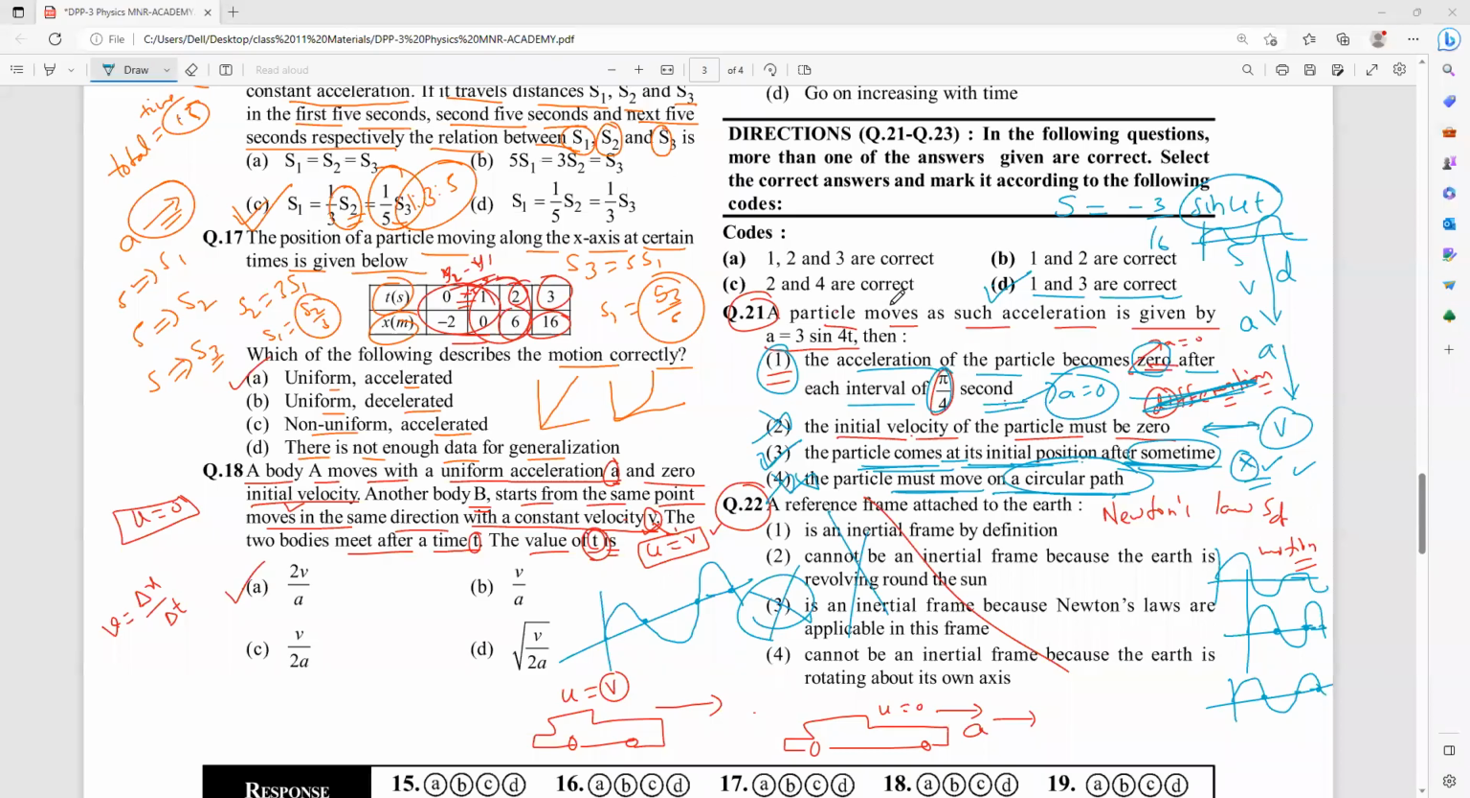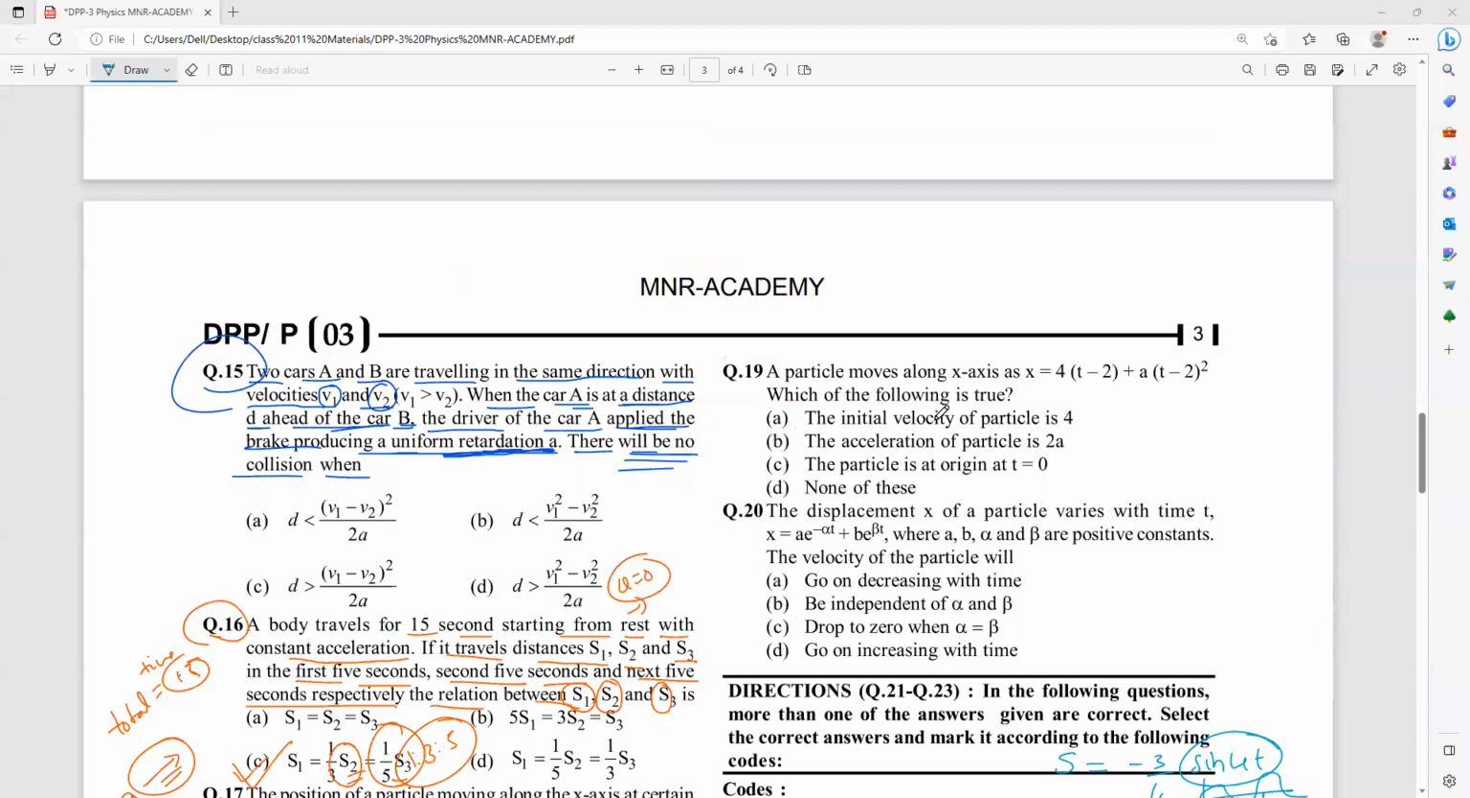Yes, sir. So next, we'll discuss the 19th and 20th questions. You can notice here: a particle moves along the x-axis, and the distance they have given is x equals 4 into (t minus 2) plus a into (t minus 2) whole square. Which of the following is true? That is what we have to find. Either the initial velocity of the particle is 4, or the acceleration of the particle is 2a, or the particle is at the origin at t equals 0, or none of the above.